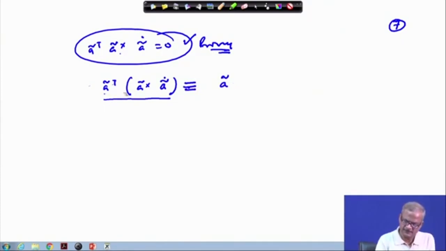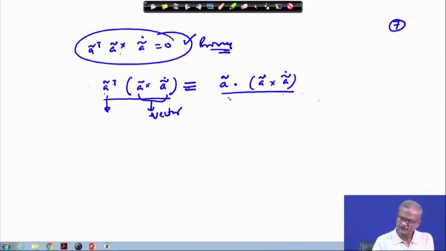See here, this is the inner product, this is a vector, this is a vector. And here there is a transpose, so that makes it an inner product. So, we can write this as A tilde dot times A tilde cross times A tilde dot. This can be written as A tilde cross A tilde dot. We take this dot product from here to here. So, there will be an exchange: this dot will become cross and this cross will become dot.